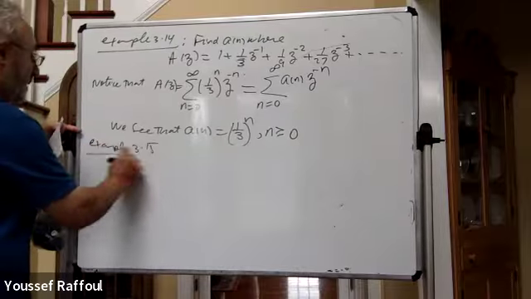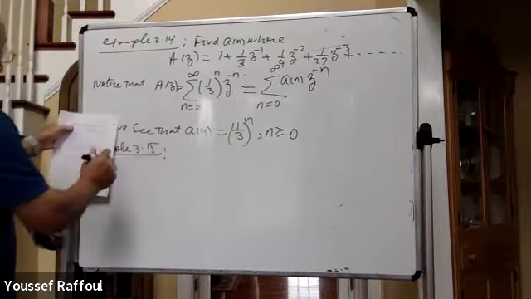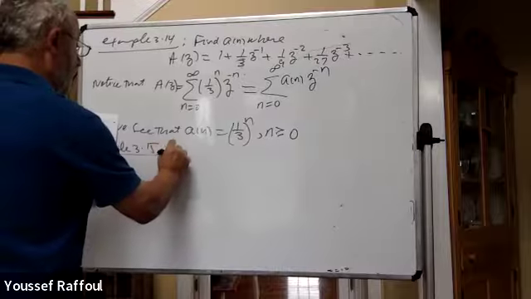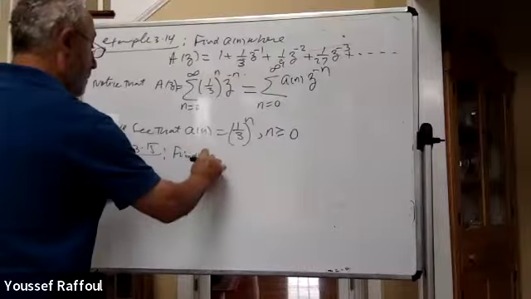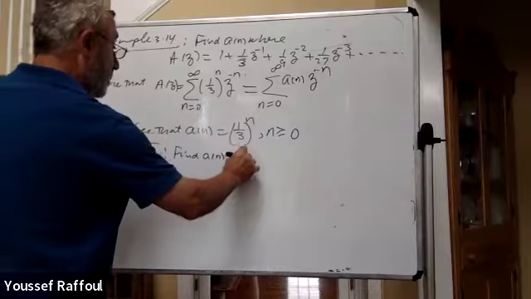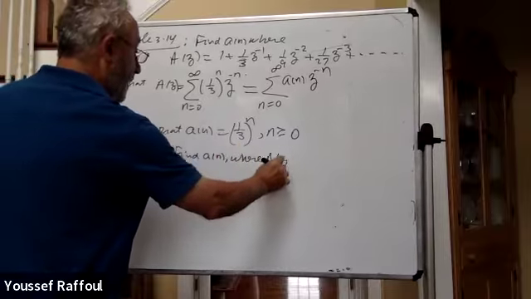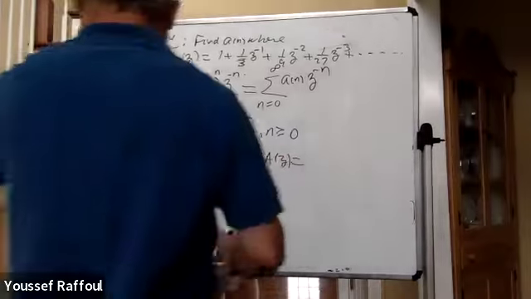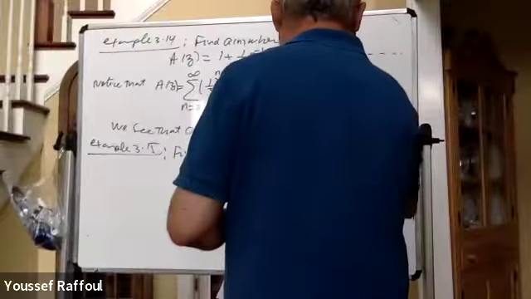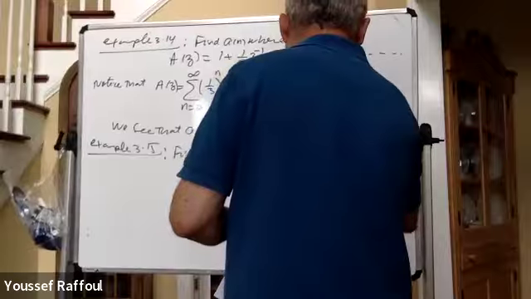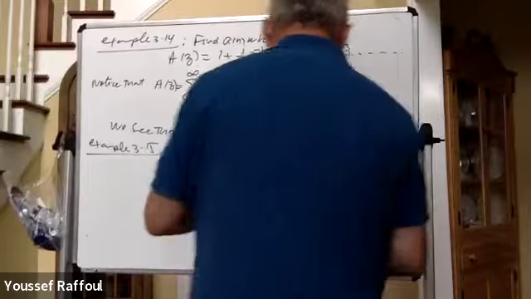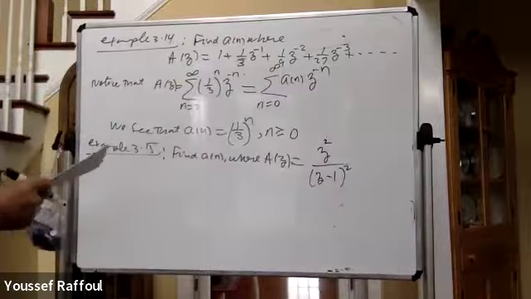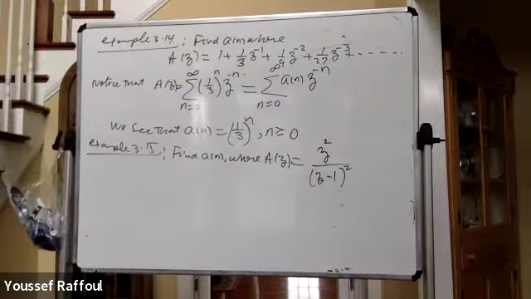Example 3.15. Let's say we want to find a_n where A(z) is equal to z squared over (z minus 1) squared. Okay?